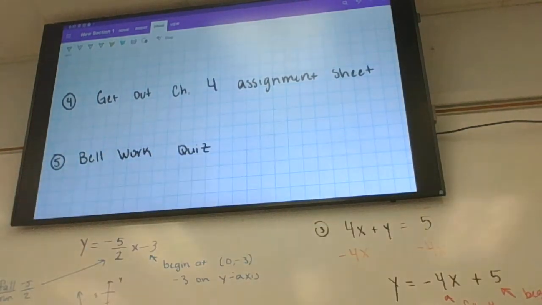That's class. If you don't have the assignment sheet, just do it on a paper. Just do your Bellwork quiz.